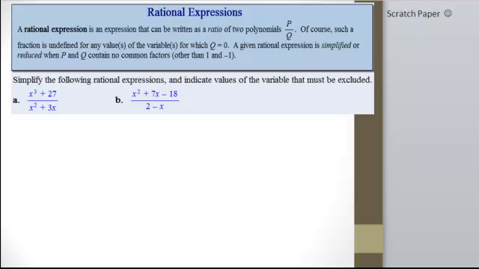A given rational expression is simplified or reduced when p and q contain no common factors other than 1 and -1. In other words, whenever you're trying to simplify a rational expression, make sure everything is completely factored, reduce everything that can be reduced to 1, and then your fraction is completely simplified. So look at this numerator.